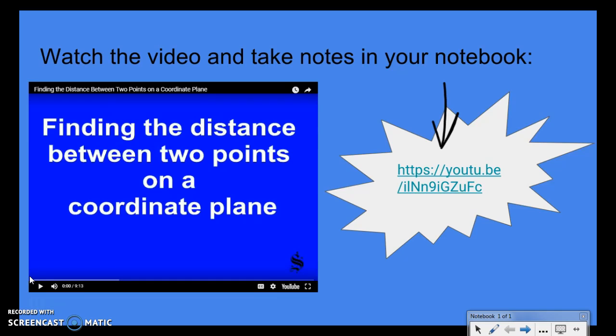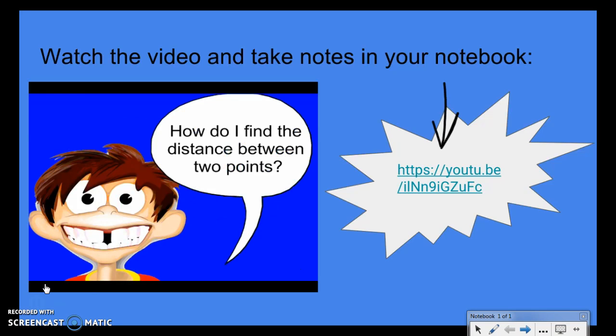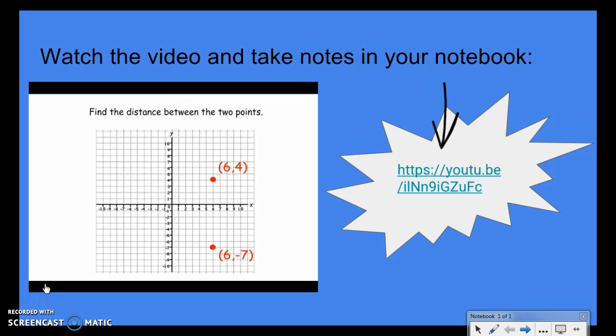Okay? Just remember that when you're talking about distance, you don't use negative numbers. We're going to talk about that right now. Finding the distance between 2 points on a coordinate plane. Well, how do I find the distance between 2 points? Well, if you're given a coordinate plane, it's actually really easy. Let's take a look at this example.